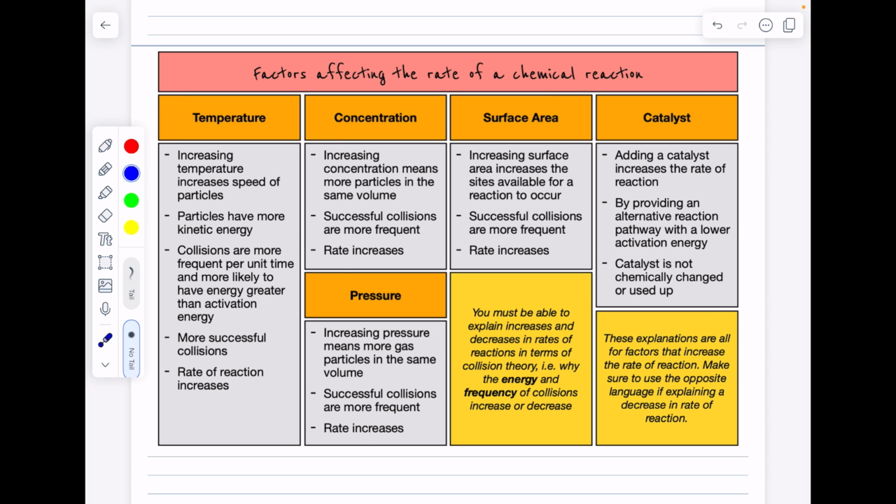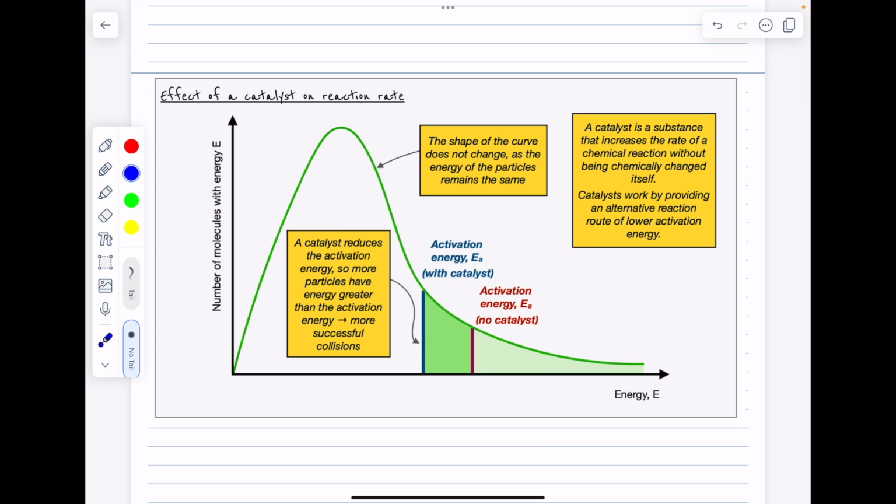We'll now have a quick look at the effect of adding a catalyst. So here's our Maxwell-Boltzmann distribution again. We have the number of molecules on the y-axis, the energy here. Now what adding a catalyst does is it reduces the activation energy, hence why you can see that line representing the activation energy has moved to the left.